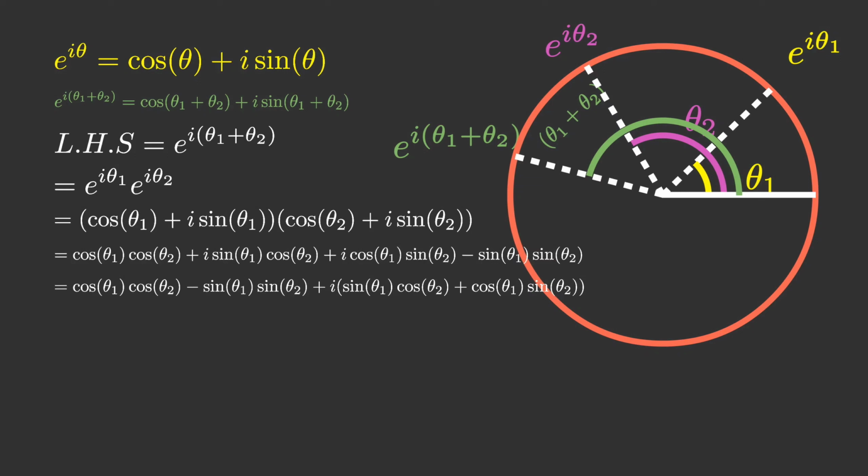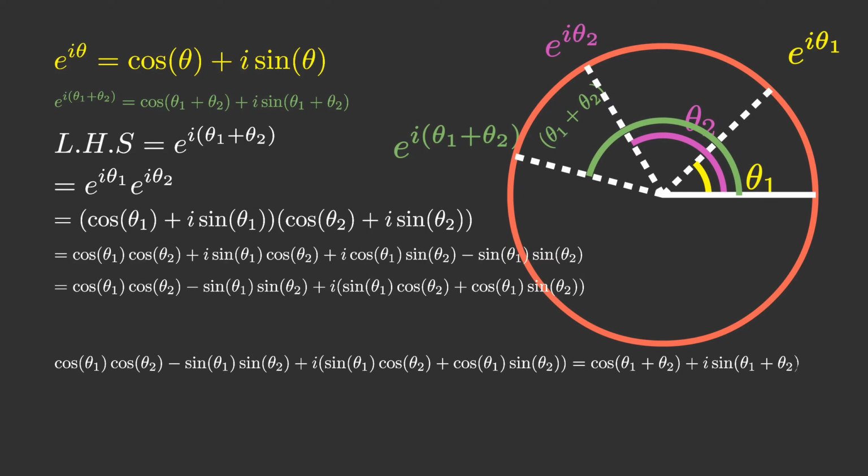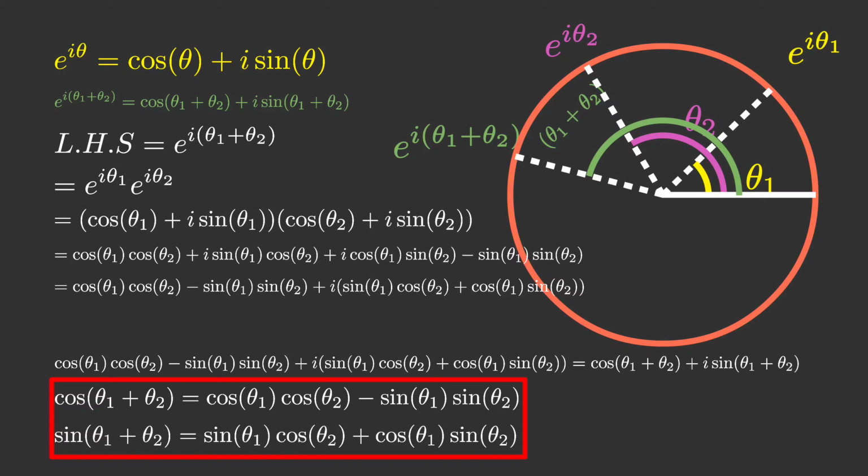Now we compare it with the right hand side of this expression, comparing the real term with the real term and the imaginary term with the imaginary term, so we get the formula. So now we will never forget it again, and this is an easy way to remember this identity.